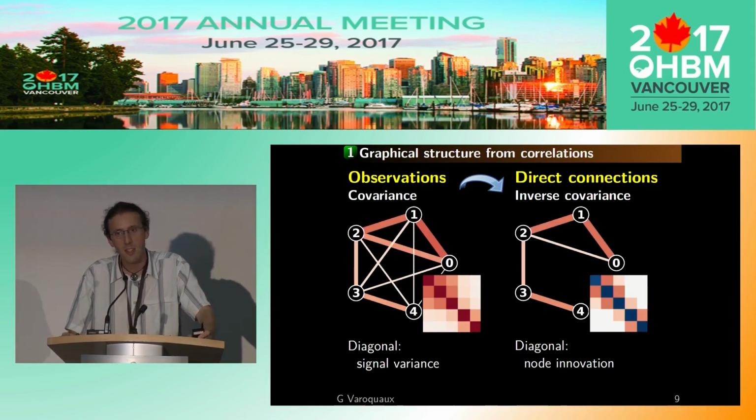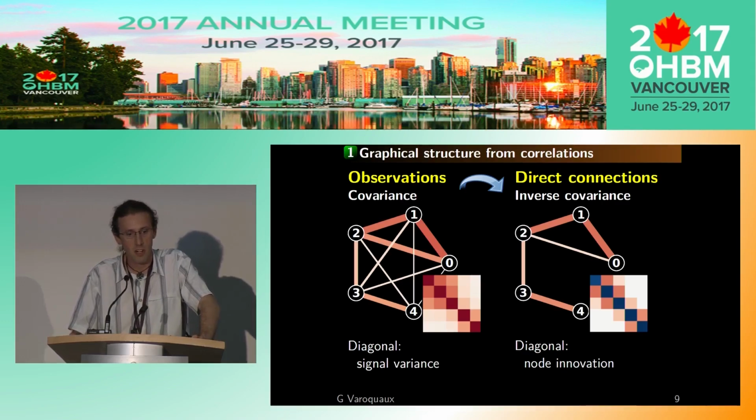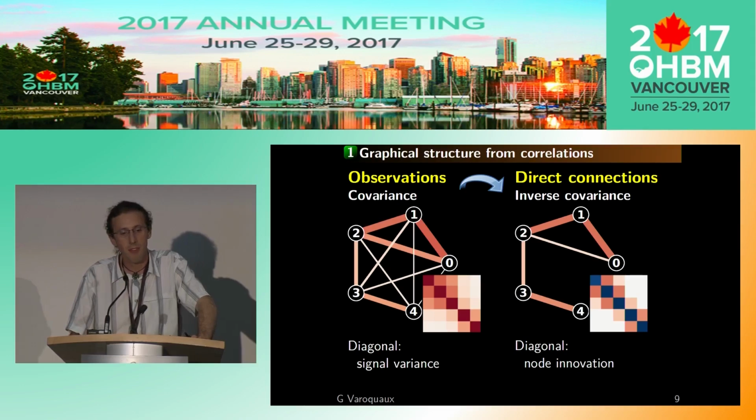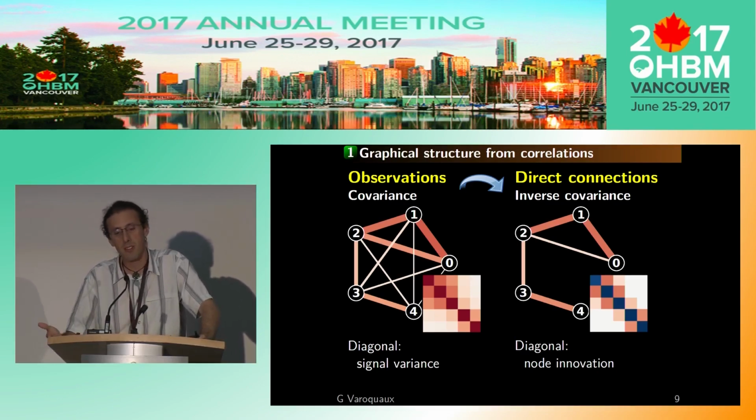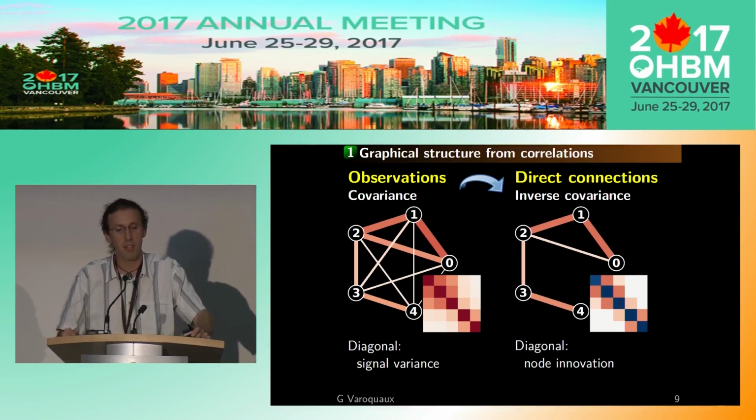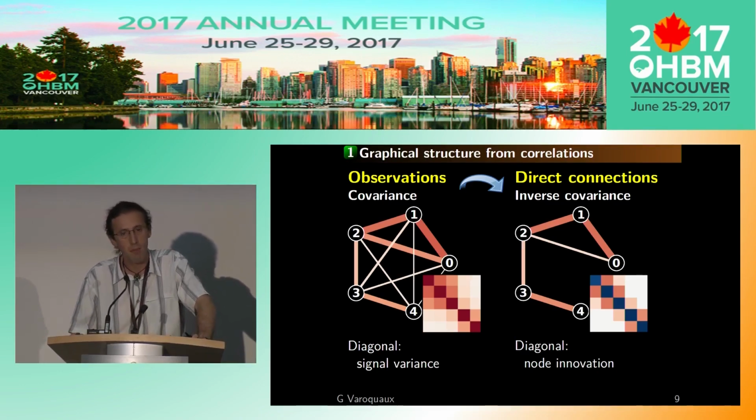So to summarize a bit conceptually, we have observations, there are correlations, there are covariances. The problem is they capture indirect links, right? If region 1 and region 2 are linked, but also region 1 and region 0 are linked, then 2 and 0 correlate. Always. What we would really like to get at is only direct connections, and from a conceptual standpoint, inverse covariance tends to capture this more because it's looking at partial or conditional correlations. Okay?